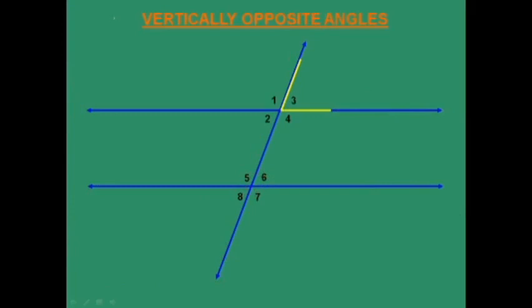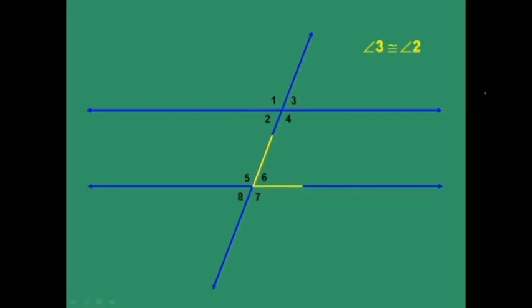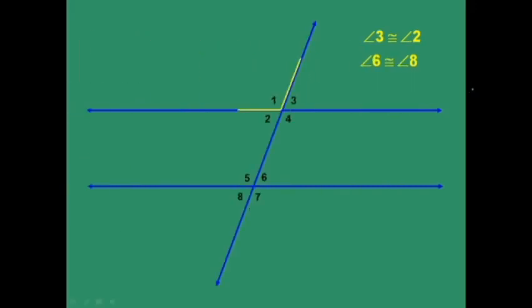Let us start with vertically opposite angles. Here the measure of angle 3 is equal to the measure of angle 2. Hence angle 3 is congruent to angle 2. Again see, the measure of angle 6 is equal to the measure of angle 8, so angle 6 and angle 8 are vertically opposite angles. Also the measure of angle 1 is equal to the measure of angle 4, so angle 1 and angle 4 are also vertically opposite angles because these two angles are equal.